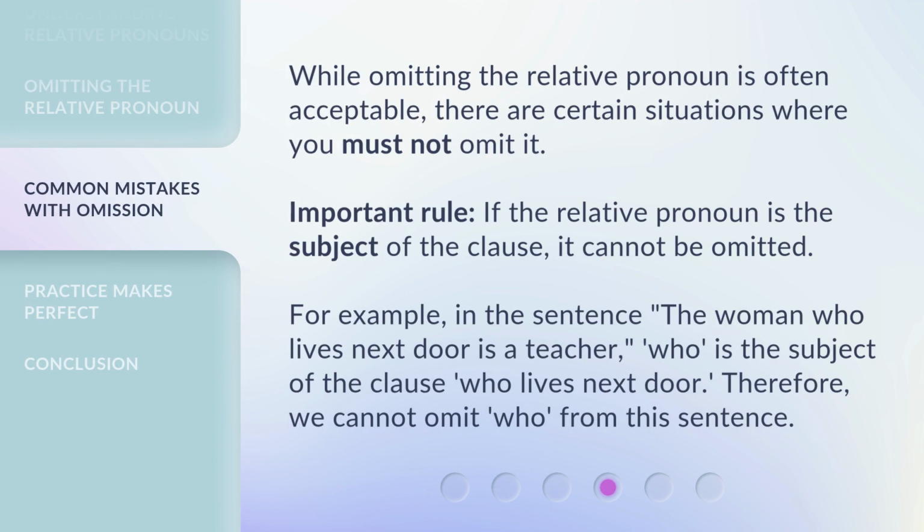While omitting the relative pronoun is often acceptable, there are certain situations where you must not omit it. Important rule: if the relative pronoun is the subject of the clause, it cannot be omitted. For example, in the sentence, the woman who lives next door is a teacher. Who is the subject of the clause, who lives next door. Therefore, we cannot omit who from this sentence.